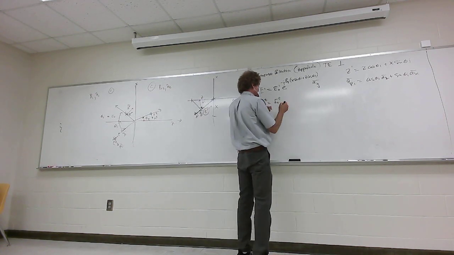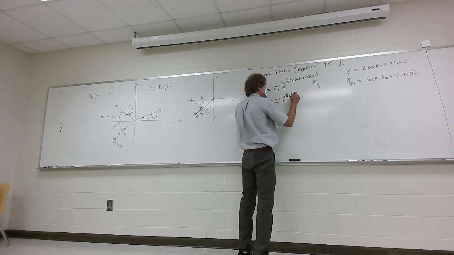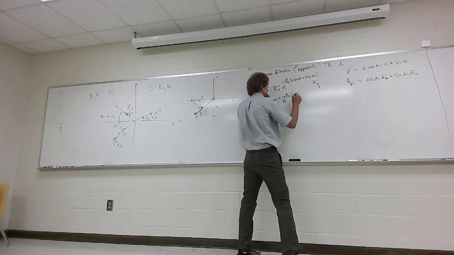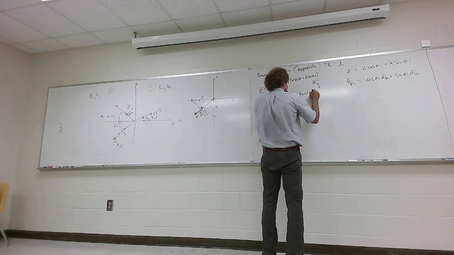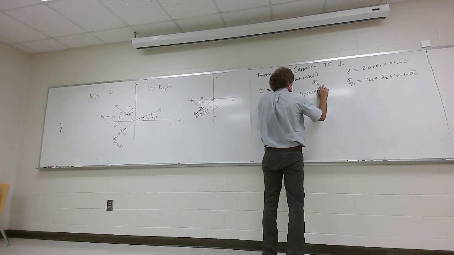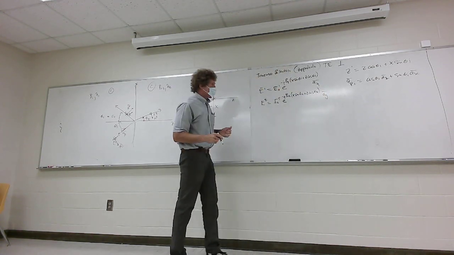That E naught is just a scalar constant. It's going to be times e to the minus j beta 2. And it would be just like the z before, only now we're going to have x times the sine of theta transmitted plus z times the cosine of theta transmitted. And this is going to be in the a_y direction as well. It's coming out of the board.